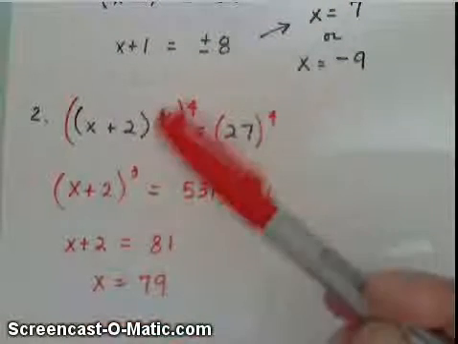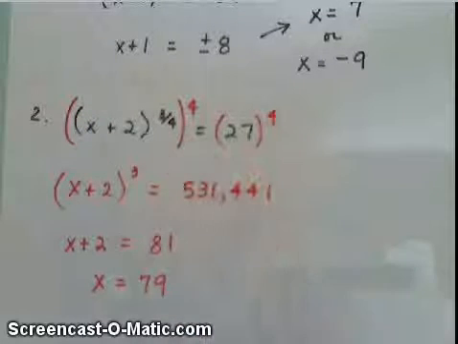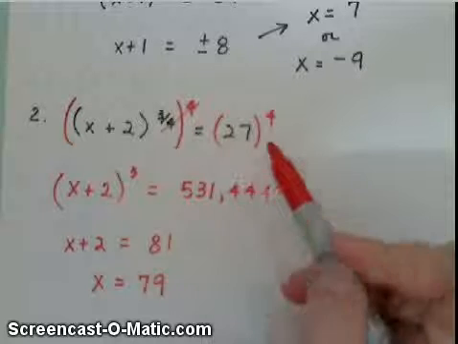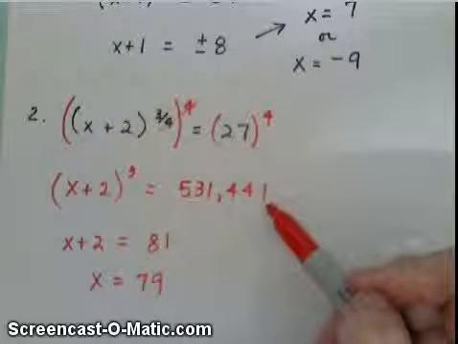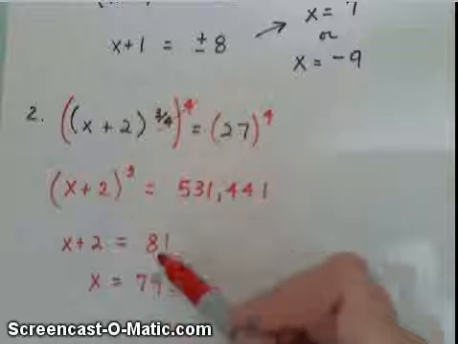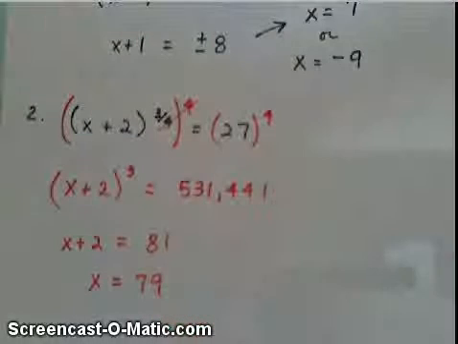Notice the denominator was 4, so we raised each side to the 4th power, which knocks out these 4s and leaves us with (x + 2) cubed equals this huge number, which I just got off my calculator. Then I've got to take the cube root of both sides. The cube root of this is 81, subtract 2, and x equals 79.